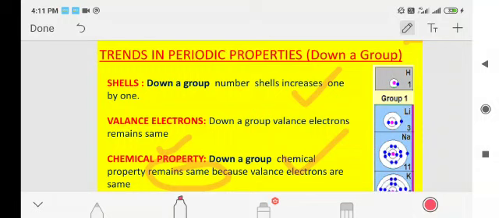If the top one is a metal, all the elements below in that group will be metallic, and if one element in a group is a noble gas, the rest will automatically be noble gases. If one element is a halogen, the rest will also be halogens, because in any group you take, the number of valence electrons is the same. So automatically their chemical property also remains the same.